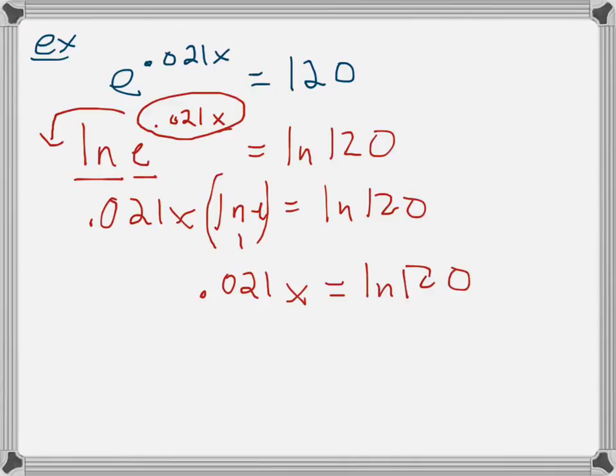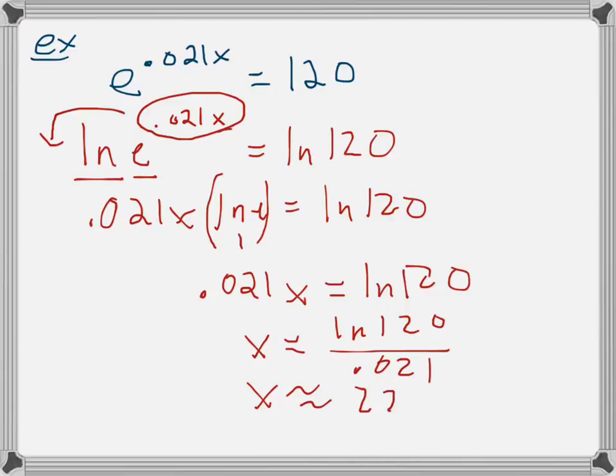Like if it's just an x, then it's just an x, but in this case it's 0.021x. Last step is I divide both sides by 0.021, and now I can go to my calculator and see what this is. So it's natural log of 120 divided by 0.021, and hopefully my calculator worked alright. I had 227.98, and we'll stop right there.